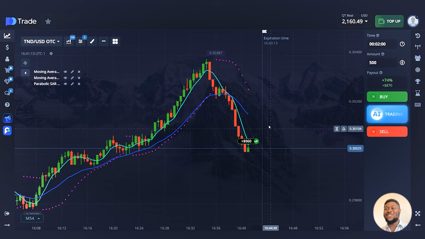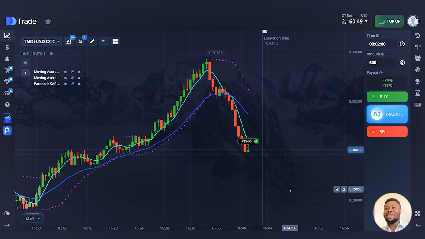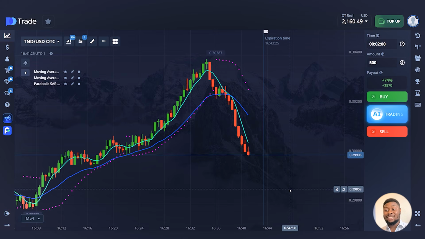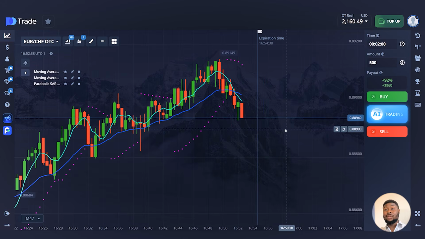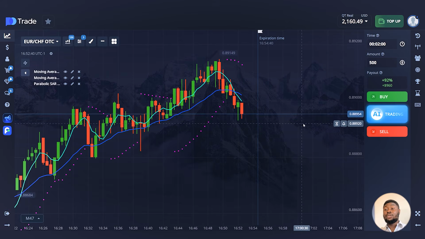Boom! The first trade is profitable and now my account is $2,160. This is a great start to work. Let's not waste time. I'm already looking for the next situation. After spending some time searching, I'm ready to open another trade.